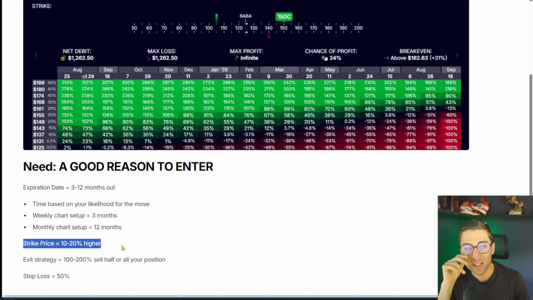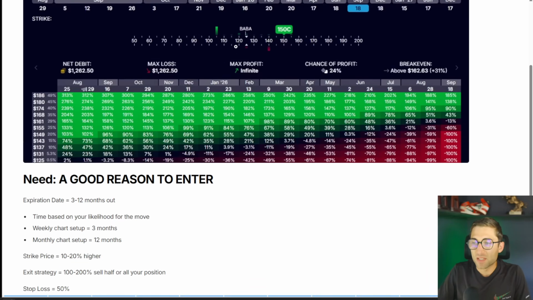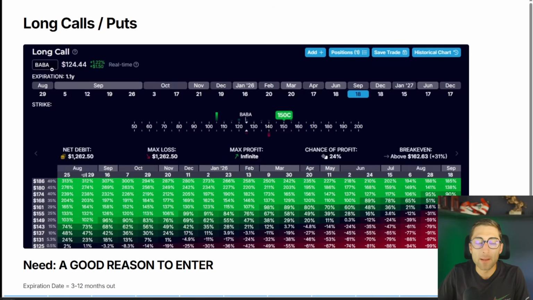I do something unique here. I go 10 to 20% out of the money. This allows me to maximize the push. You always make more money if you're buying out of the money options. You just don't want to go too far out that it gets a little wild. So 10% out of the money for, let's say, Baba. Baba is my next big pick I'm pretty excited about. 10% out of the money is going to bring us to like 140. And 20% out of the money is going to bring us to like 150. So the furthest I would go is probably 150.